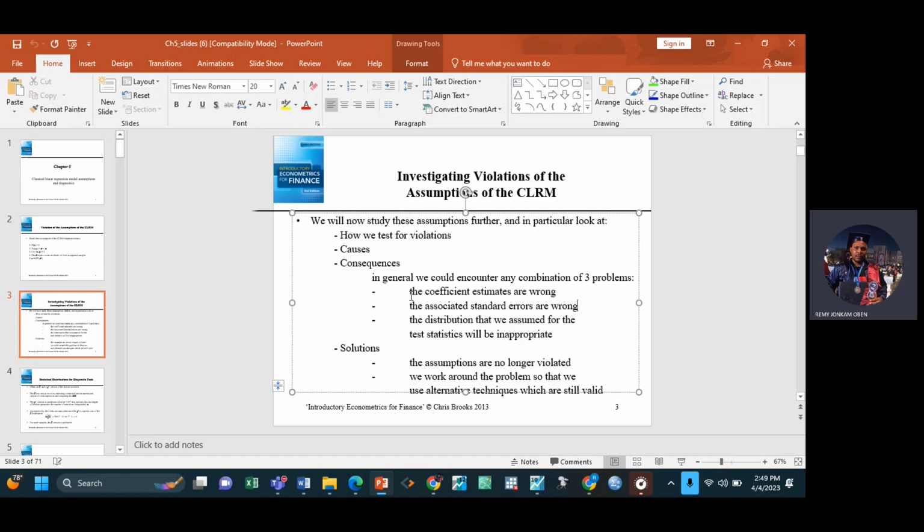So in general, we may encounter these kinds of problems. The coefficient estimates are wrong. Of course, if these assumptions are violated, then most probably you will have wrong results. The estimates you have will be wrong. Associated standard errors are wrong, especially in multicollinearity. The distribution that we assume for the test statistics will be inappropriate, so hypothesis testing is invalid. And we can try to find solutions for these problems.